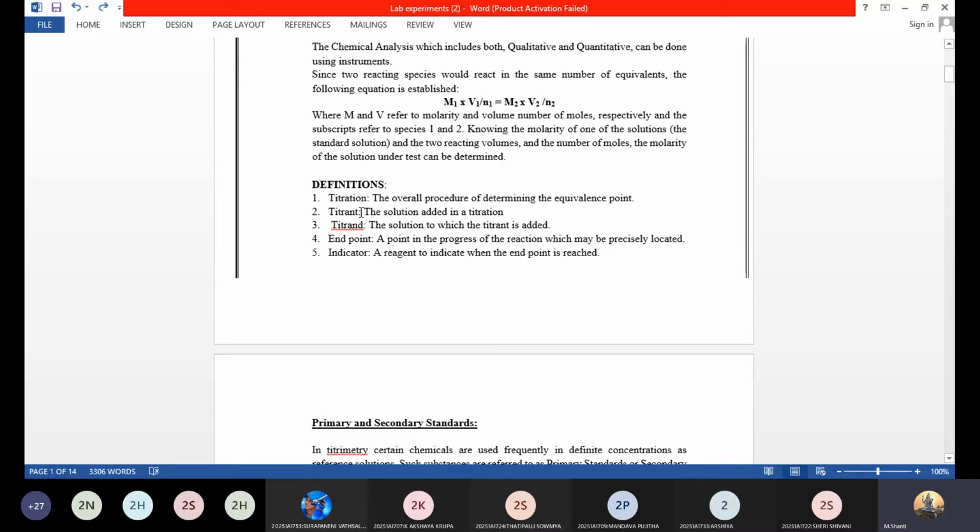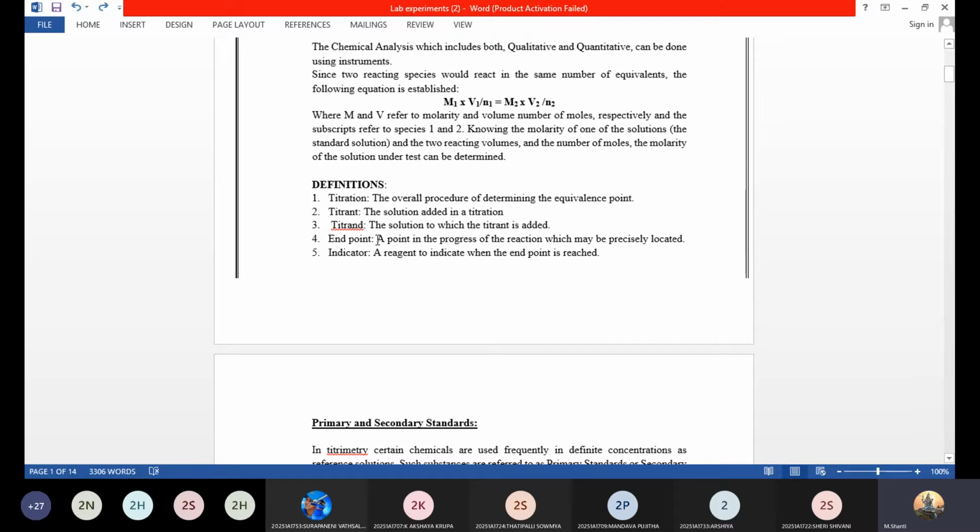I hope you remember the burette, pipette, conical flask, estimation of hardness by EDTA method. Do you remember that? Yes, ma'am. Now, the solution to which the titrant is added, that means the solution you have taken in the conical flask, will be termed the titrand.